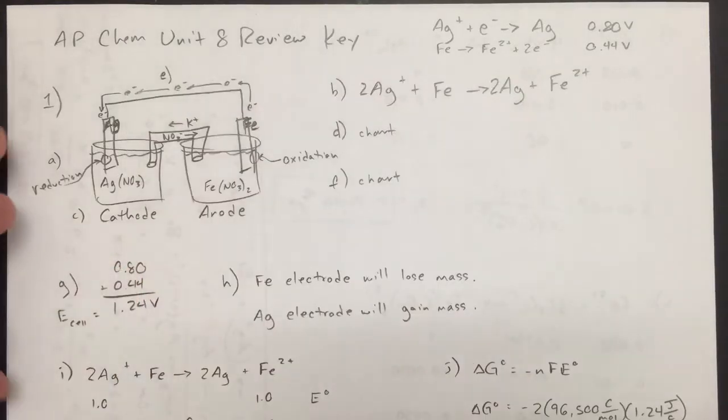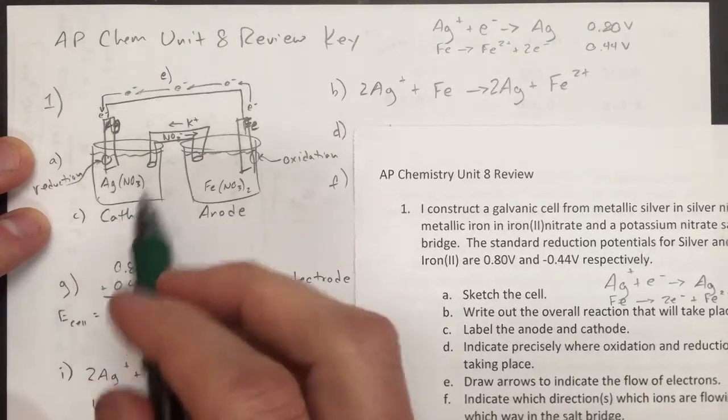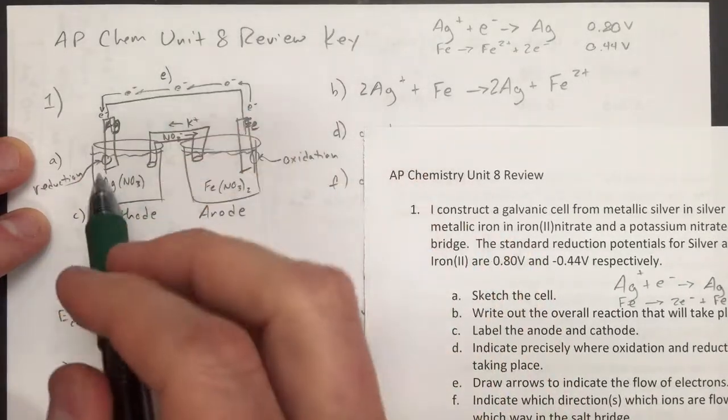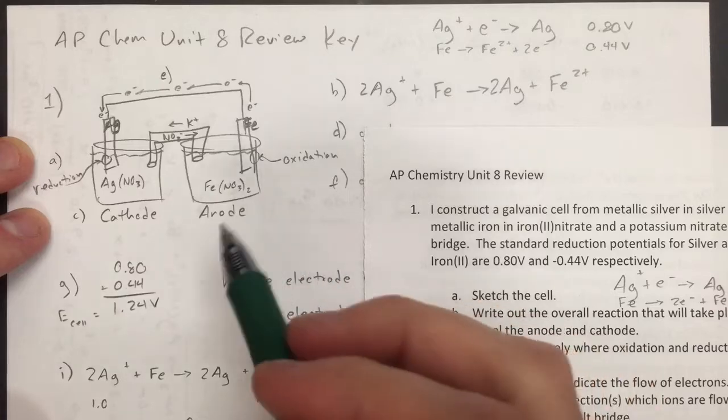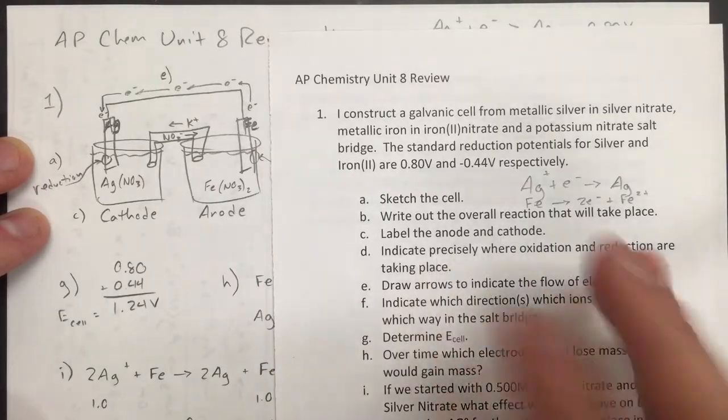So here we got the first one, A, sketch out the cell. We need at least the metal in the nitrate, the metal in the nitrate, the salt bridge, and the wire. That's all we need for A. There's other stuff on there because there are other parts to this question. Write out the overall reaction that will take place.